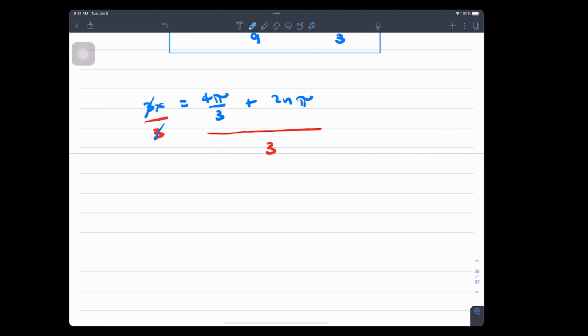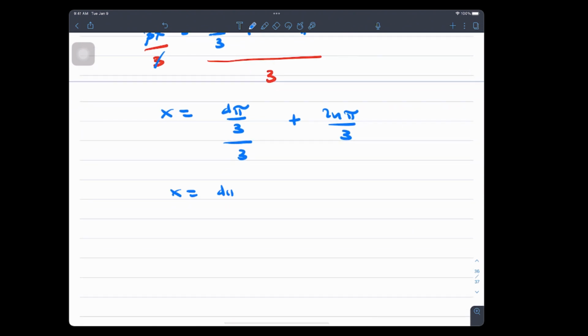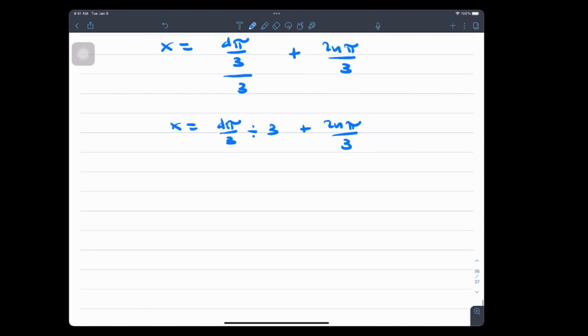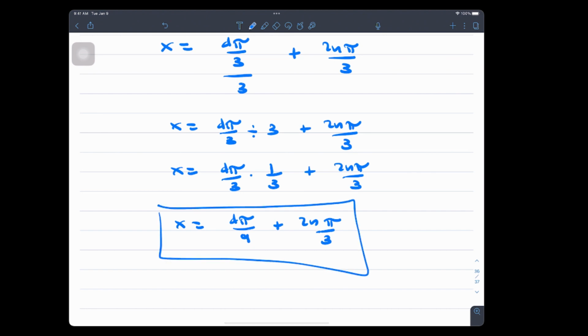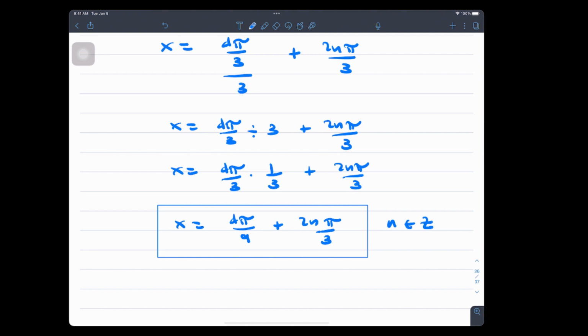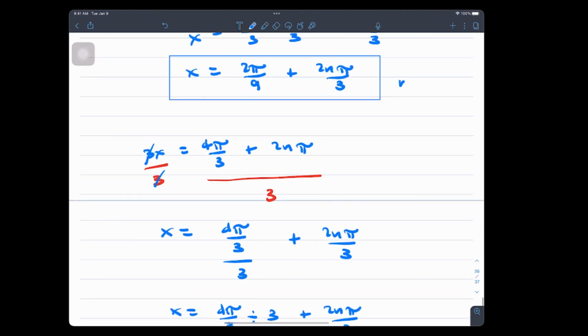So now, again, on the left, we get the cancellation. On the right, we distribute the division by 3. So, if you wanted to see that extra step, you go, I like seeing that division by 3 here. Remember, n is an integer. Okay, you can say n is an integer as well.